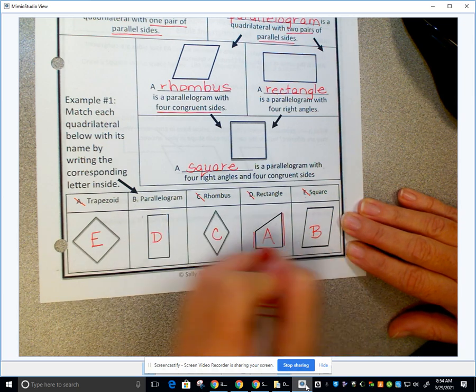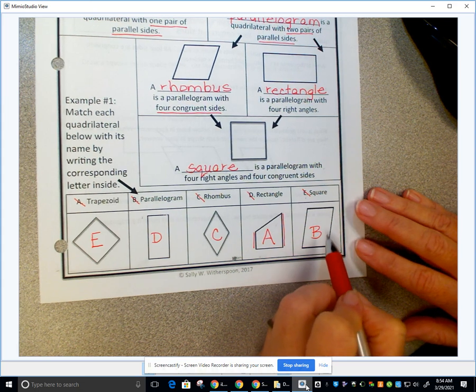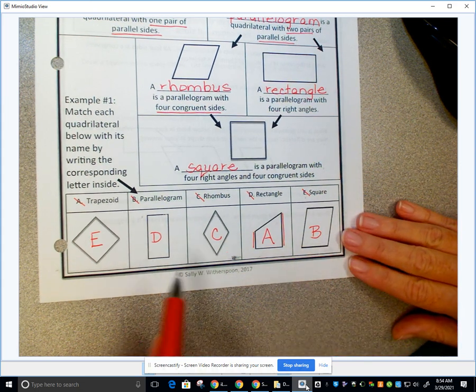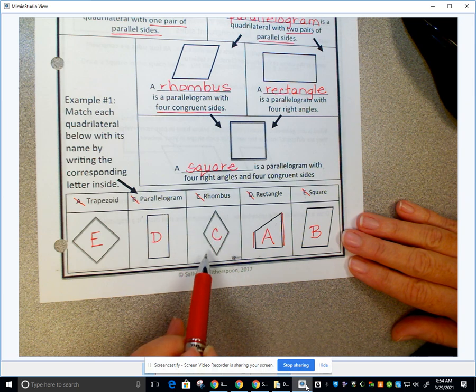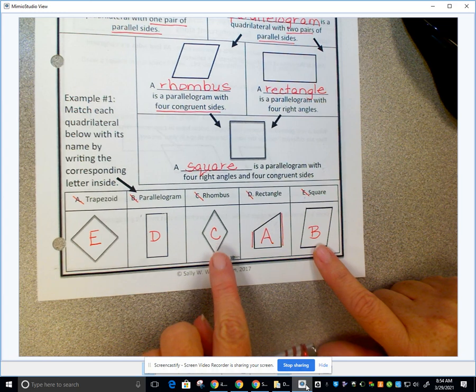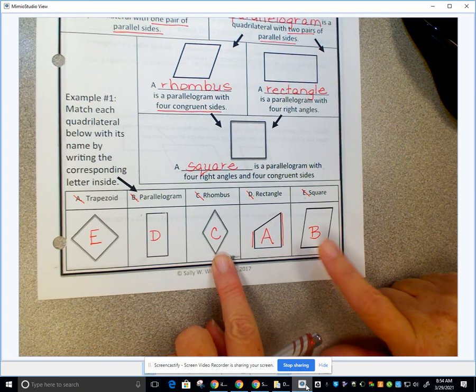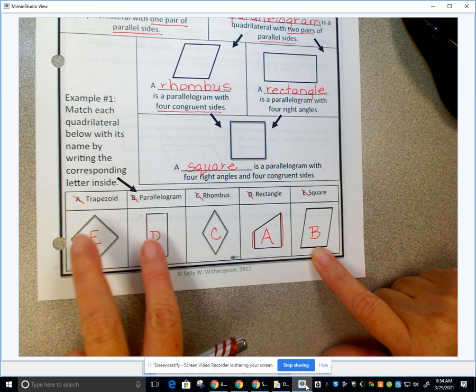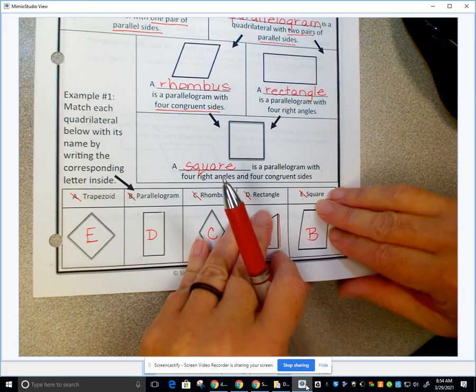I always like to describe a parallelogram. It looks like a rectangle that's slanted. A rhombus looks like a square that's slanted. The parallelogram or the rhombus, neither one will have right angles. The only ones with right angles are going to be the rectangle and the square. Okay, let's turn over on the back.